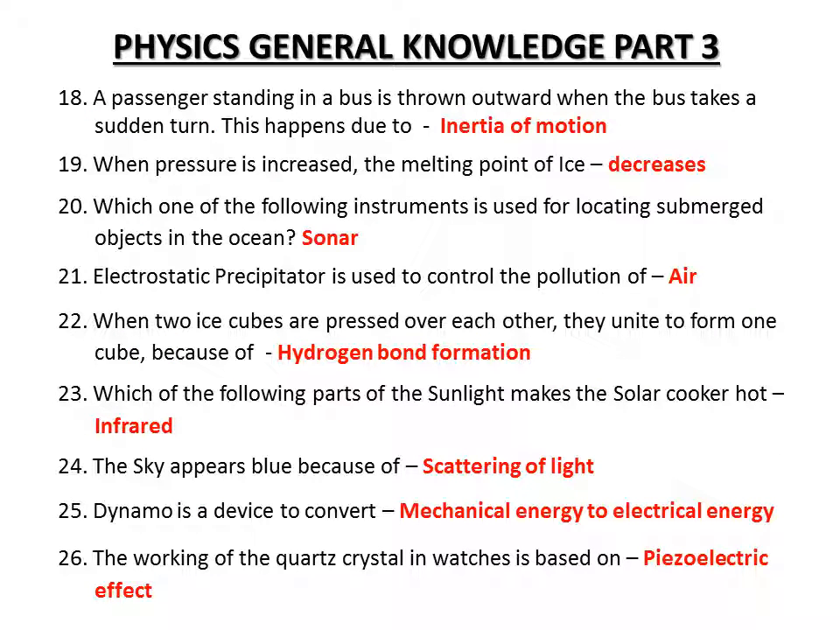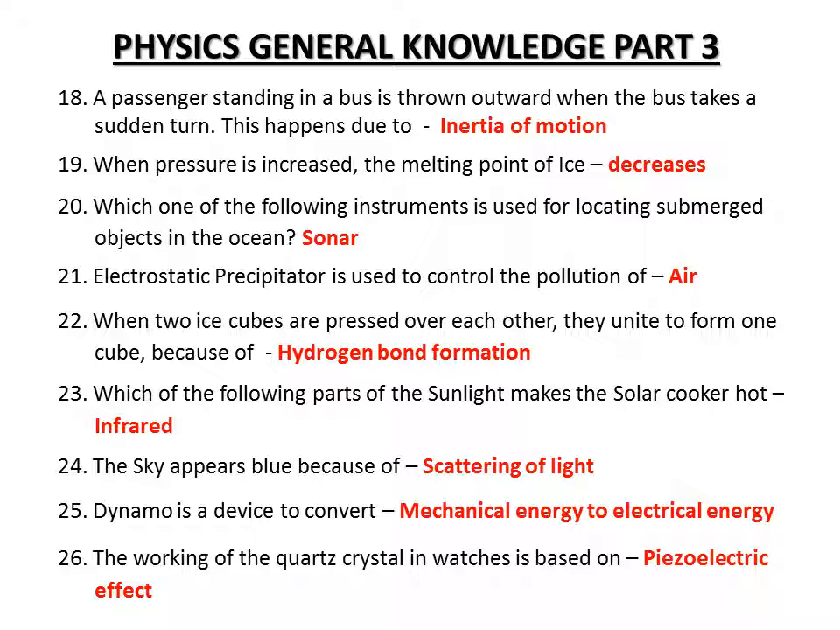A passenger standing in a bus is thrown outward when the bus takes a sudden turn. This happens due to inertia of motion. When pressure is increased, the melting point of ice decreases. Which one of the following instruments is used for locating submerged objects in the ocean? Sonar. Electrostatic precipitator is used to control the pollution of air.